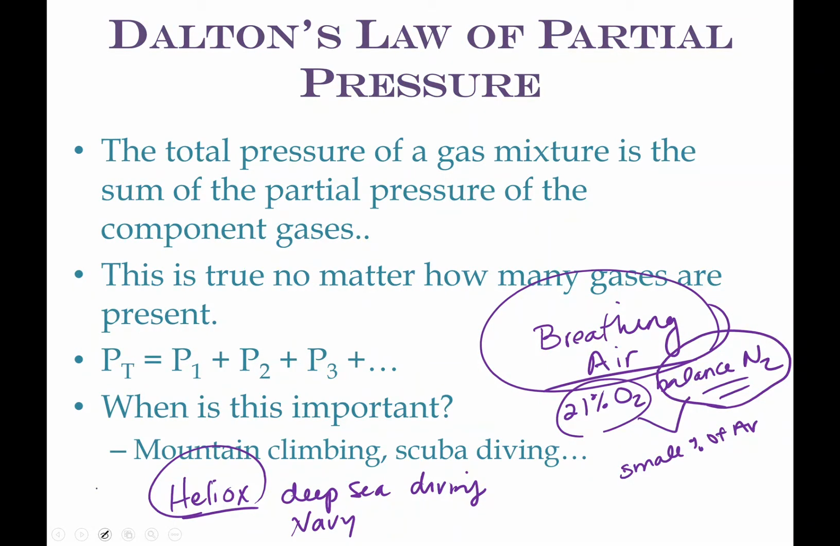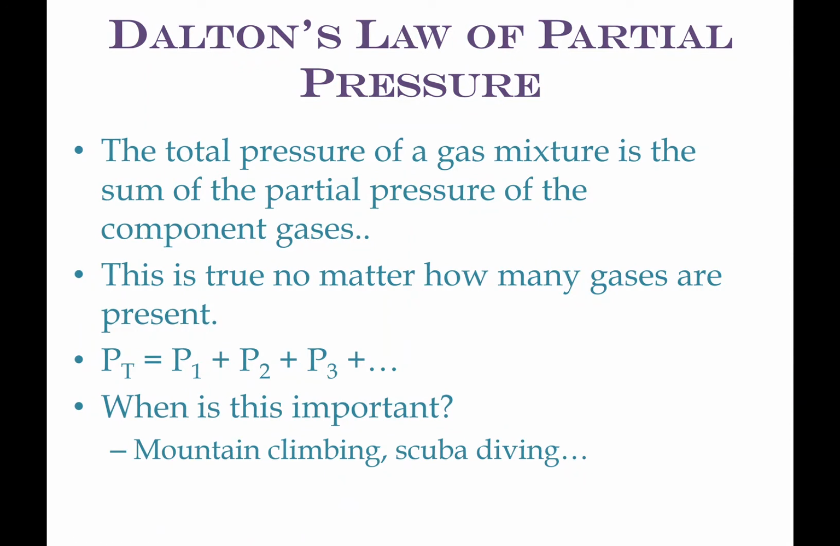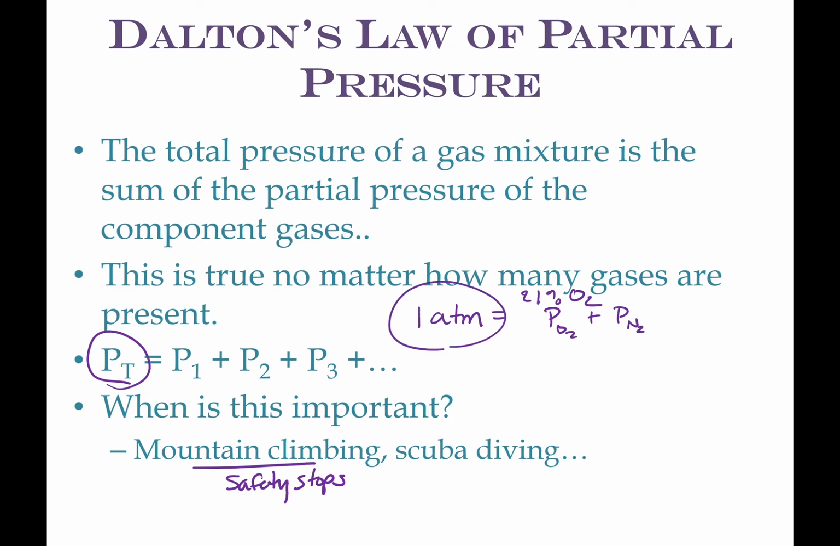If you've ever heard of somebody climbing Mount Everest, they have to take safety stops. And they probably said, well, the air is thinner. The air is thinner up there. Well, sort of. Okay, so total pressure, and if we're talking about the total pressure around us right now that we're used to is about 1 atmosphere. And we said 21% of that is oxygen. And that's what we're used to. So the partial pressure of oxygen is about 21% of that. And then we have the partial pressure of nitrogen that is going to be adding together to equal 1 atmosphere.